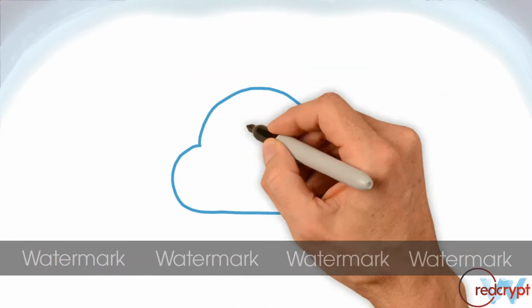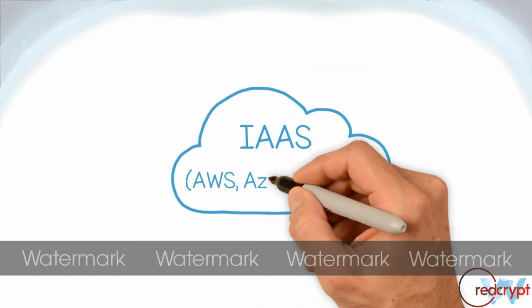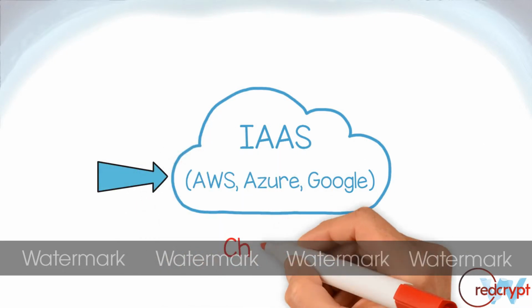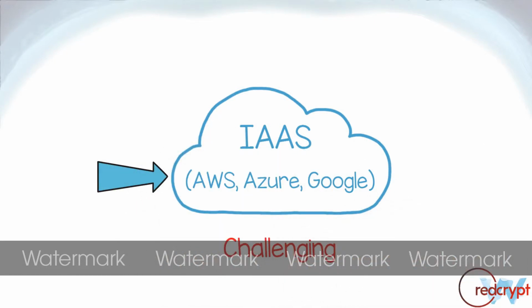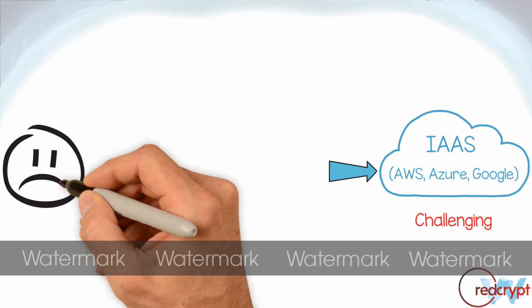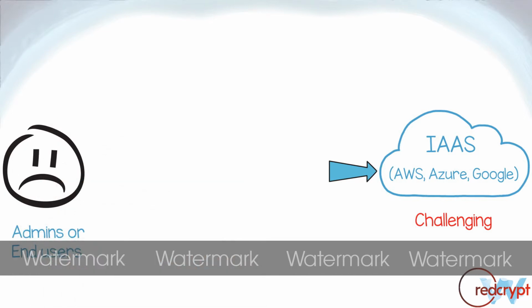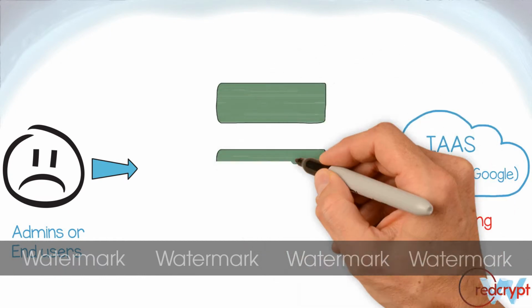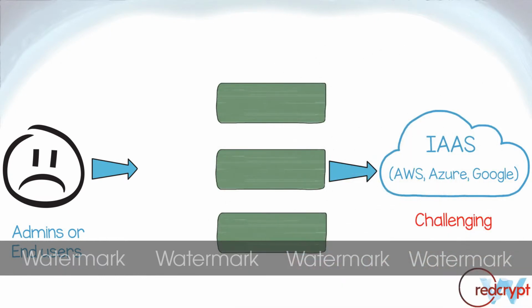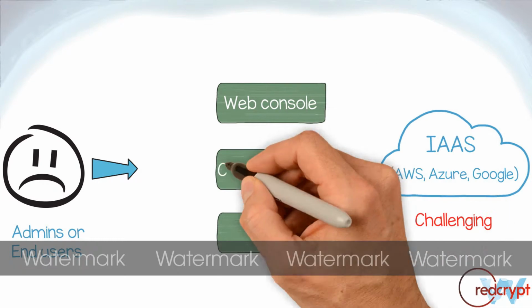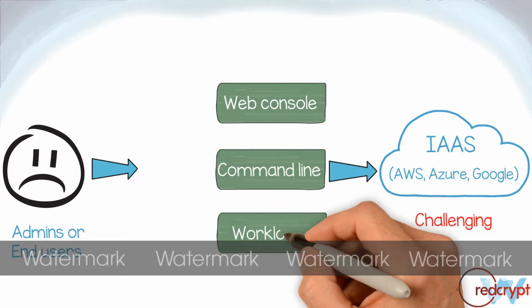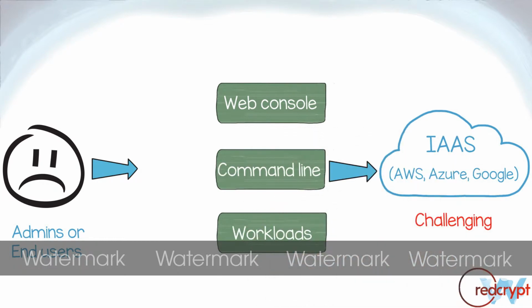As organizations move critical assets into cloud, managing privileged access to these entities becomes a challenge. Let's take a look at what these challenges are. Admins or end users in an enterprise, when they require privileged access, there are 3 distinct interfaces to which the access is really needed: Web Console, Command Line Prompt, and the end workloads or the instances themselves.